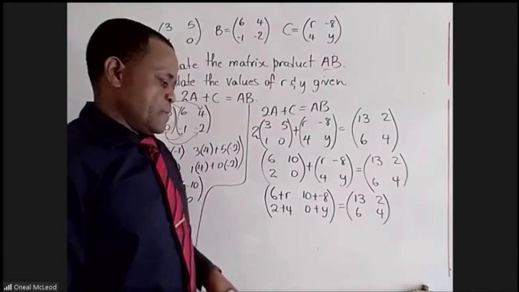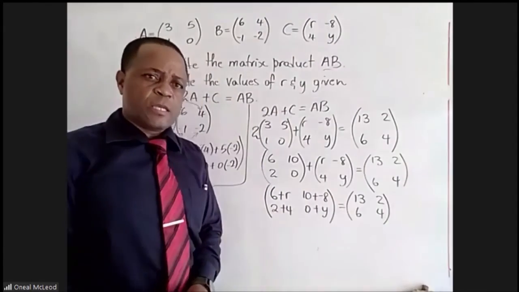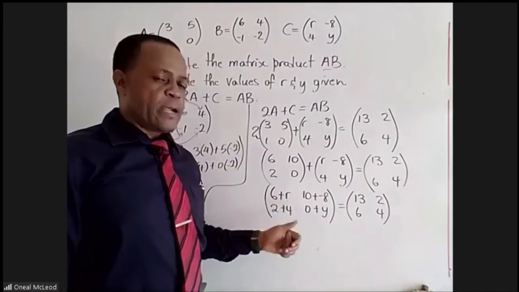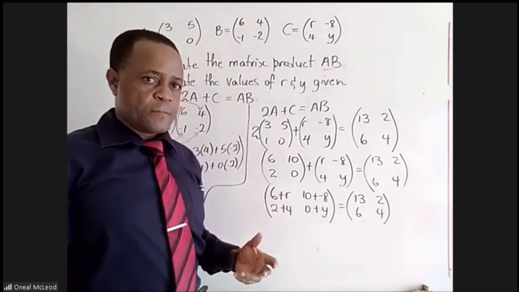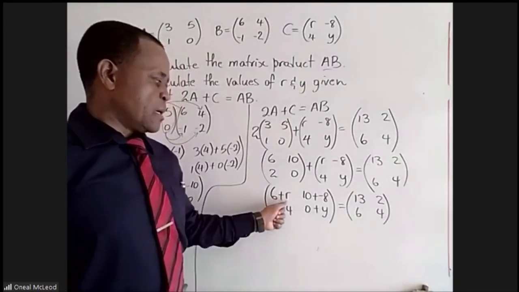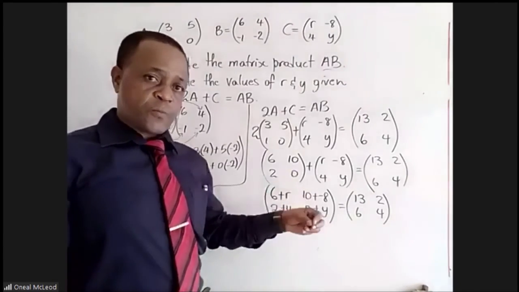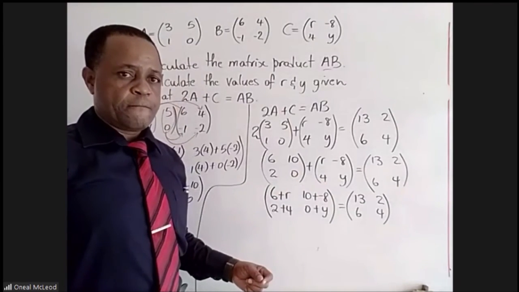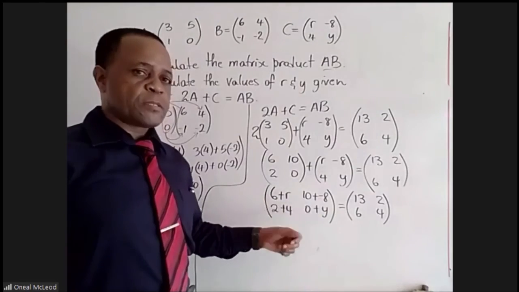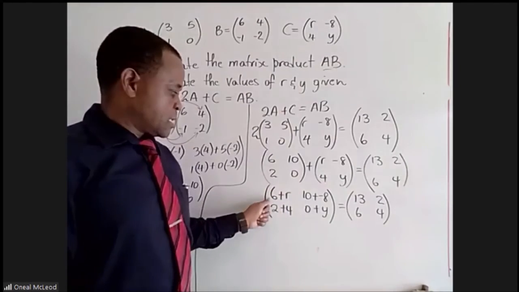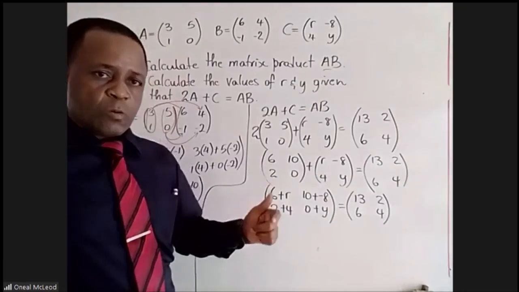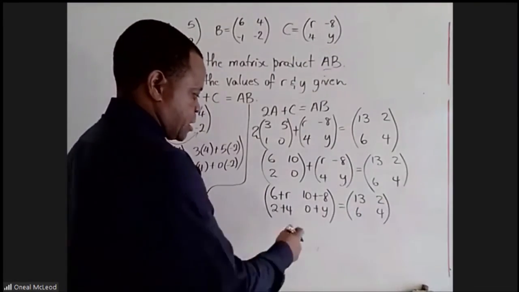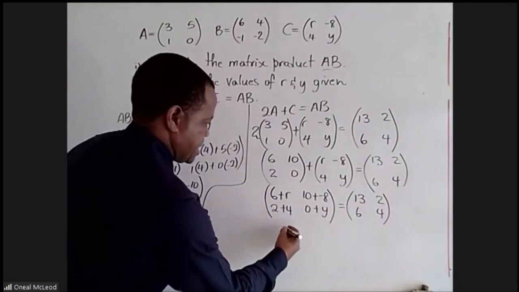Now, students, this is one of the common mistakes that students tend to make, where they have 6 plus R and they write it as 6R. All right? 6 plus R is 6 plus R. You cannot have 6R there because these two terms are not alike. So 6 plus R is equal to 6 plus R. Good.